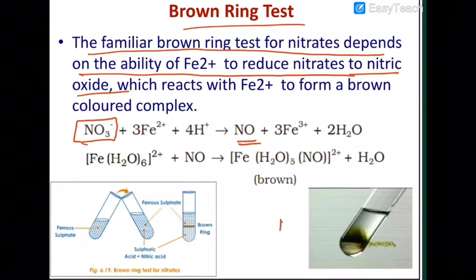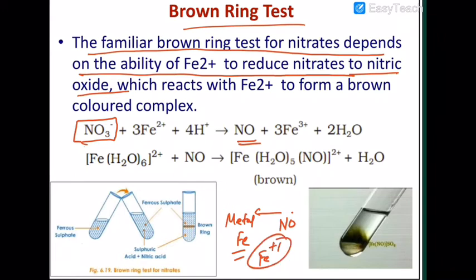While the complex color is due to charge transfer, NO is neutral. It will transfer one of its electrons to the metal, that is iron there, and the iron changes from +2 to +1. So you can say that the brown ring is a charge transfer complex. It is a charge transfer complex. You have to understand that.